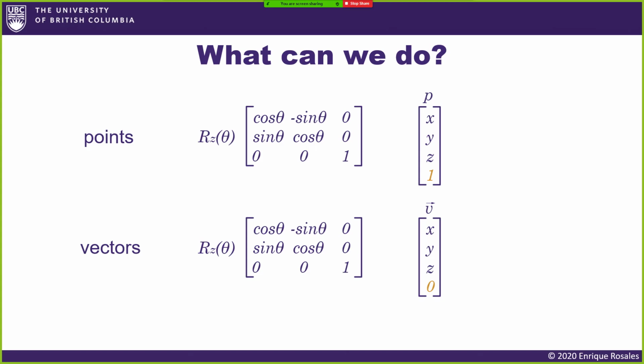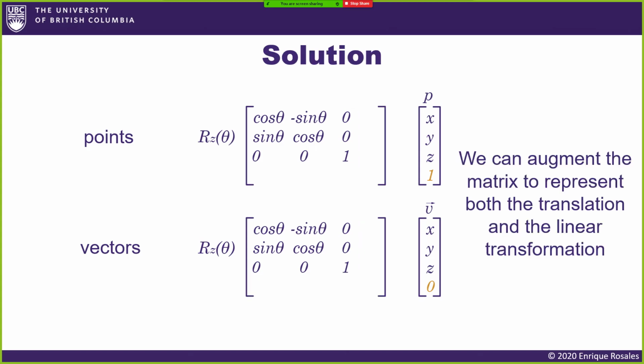So what do you think we need to do? I'm seeing the chat. Make it 4x4. Thanks, exactly. We add another row and another column to the matrix, so we augment the matrix to represent both the translation and the linear transformation. The 3x3 part remains the linear transformation part, so in this section of the matrix you will have scale, rotation, shear, or any linear transformation. And somewhere in the columns or the rows of these new 4x4 matrices, we need to put the numbers for the translation.